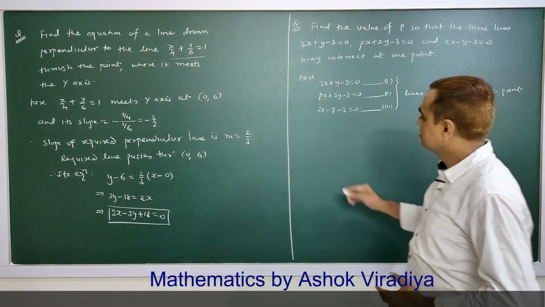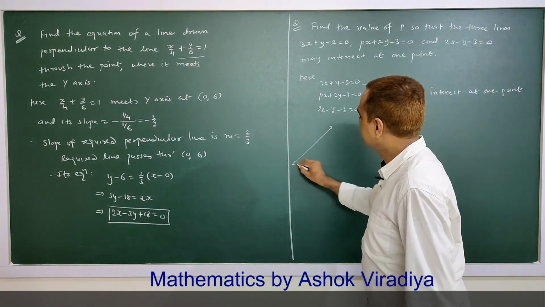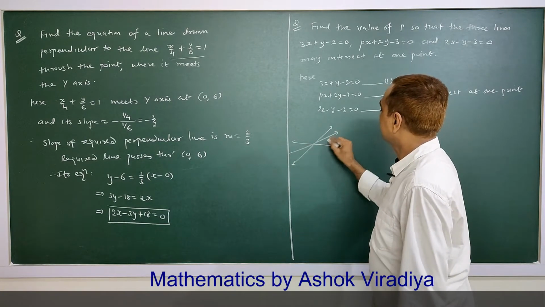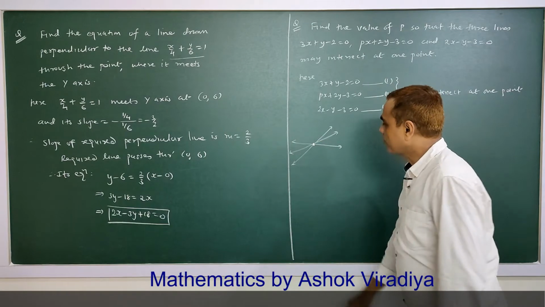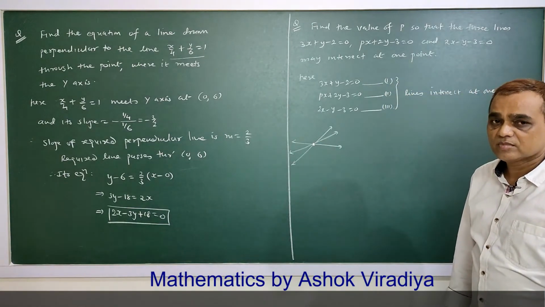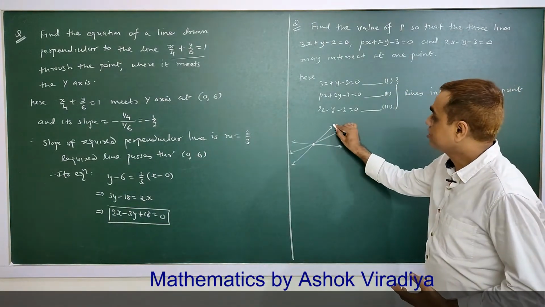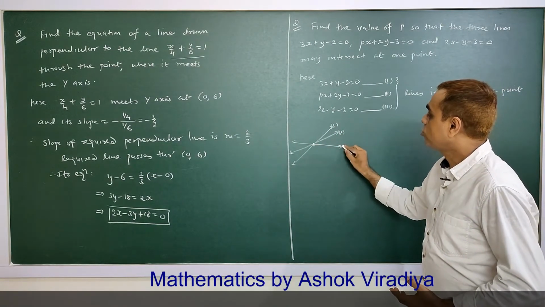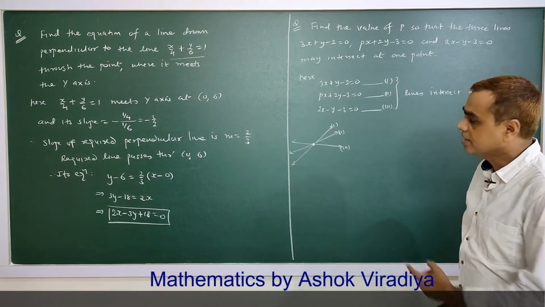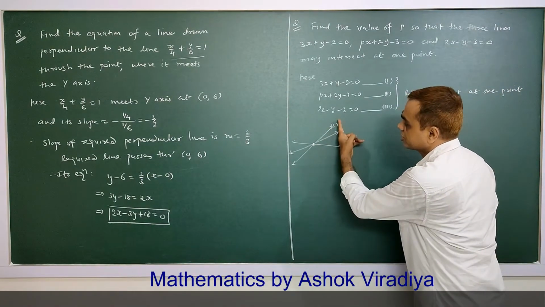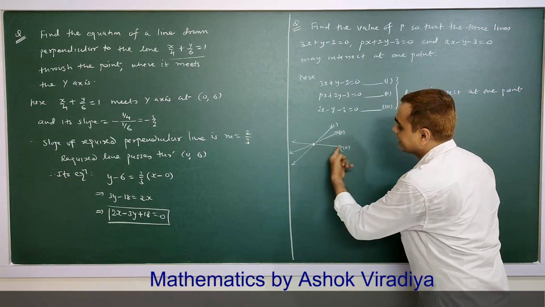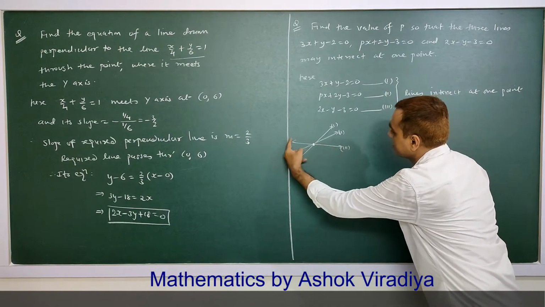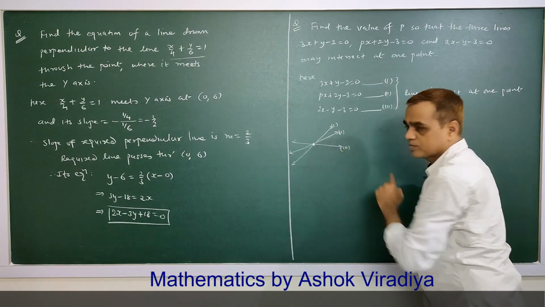It means the lines are concurrent. This is line 1, this is line 2, suppose this is line 3. They are intersecting in one point. It means the intersection of 1 and 2 lies on 3. The intersection point of line 1 and 2 lies on line 3. We can also say the intersection of line 1 and line 3 lies on line 2.